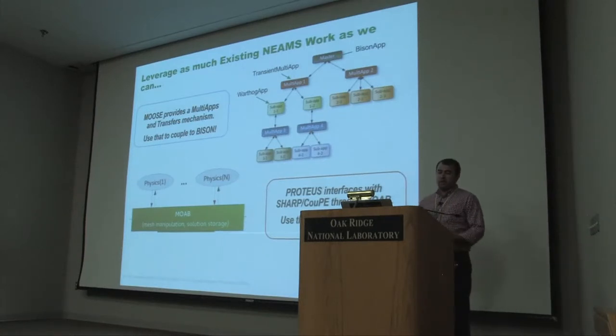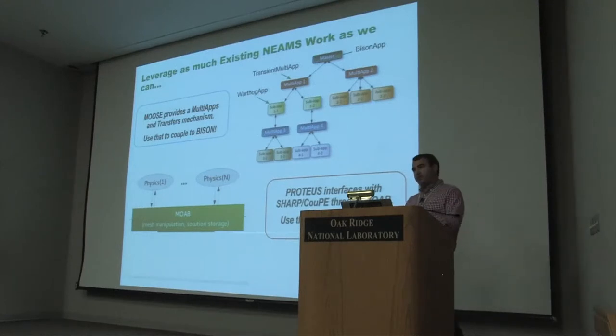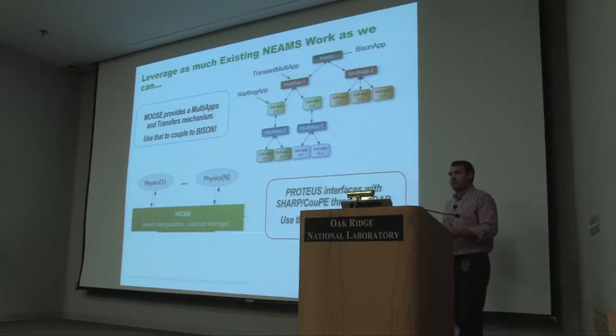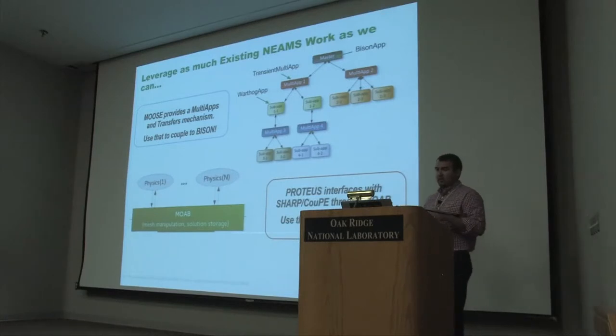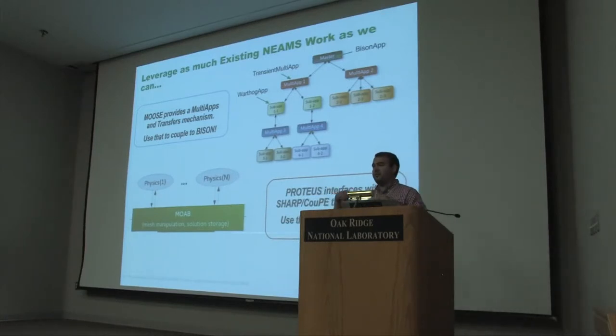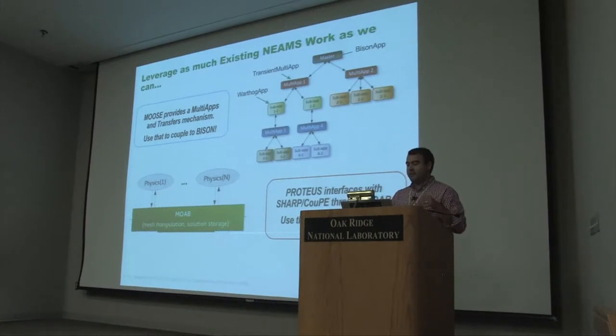The first thing that we're going to leverage is that one of Moose's extensible subsystems is this multi-apps and transfers mechanism, where you can couple together other Moose apps within this multi-app system, and then execute transfers between the apps to get a solution from one mesh to another. So what we decided to do was create a new Warthog Moose app that we can then inject into a multi-apps and transfers solve. And all that is done just via an input file. That's how extensible Moose is.